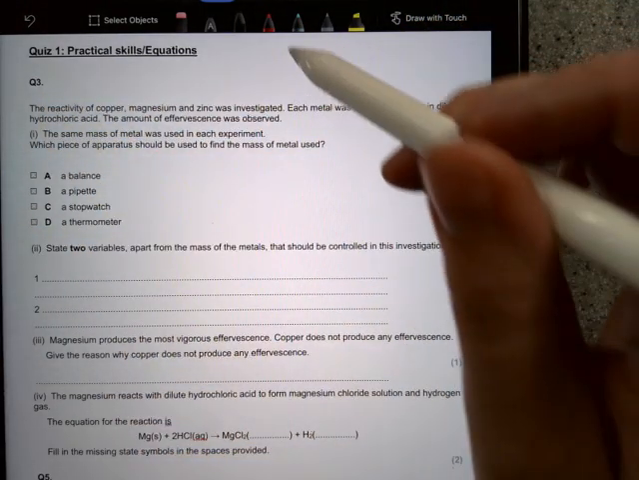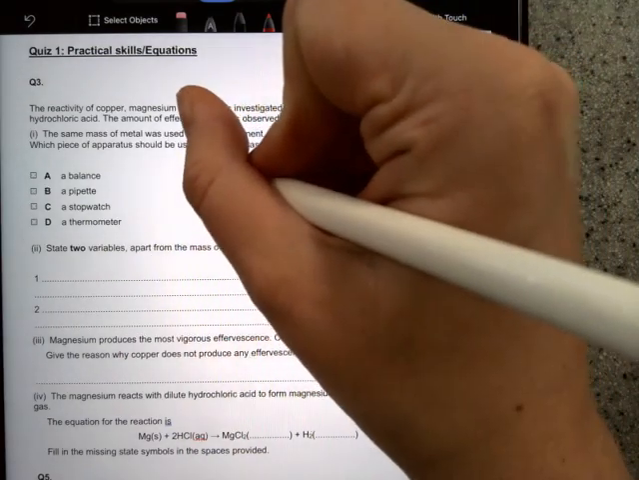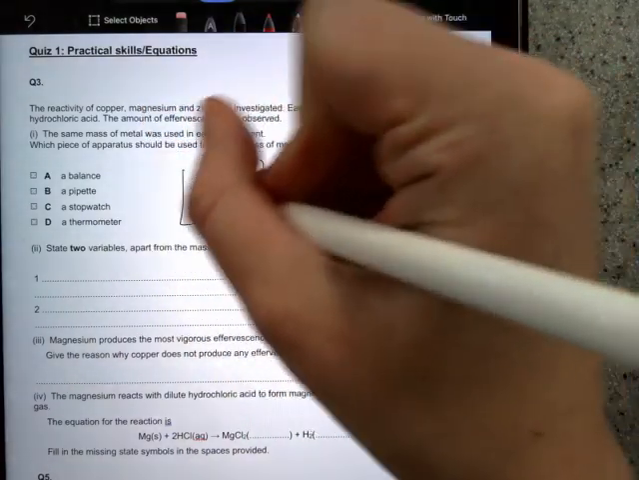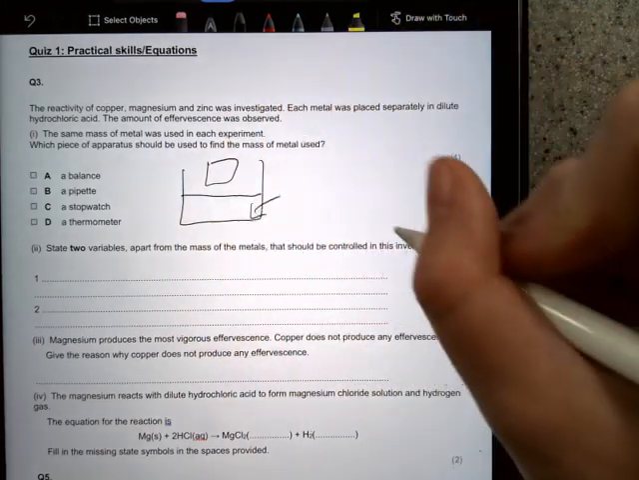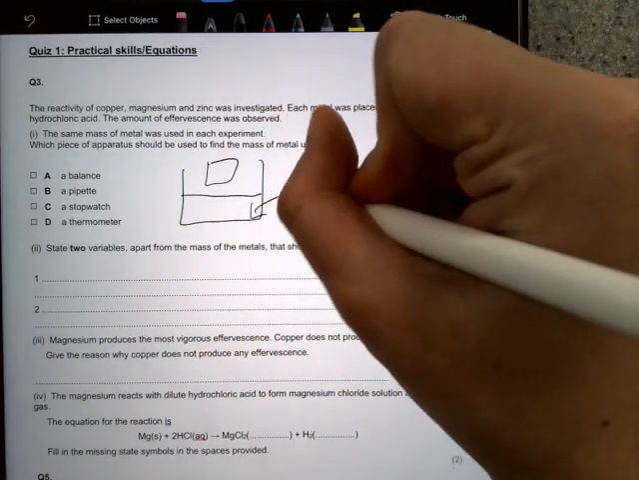State two variables apart from the mass of the metals. So in this experiment, you're told that you've got 3 different metals. You're going to chuck them into some acid. You're going to see which one is the most reactive. What do you need to keep the same to make this a fair test? You can't comment on the mass of the metal, so you're going to have to focus on the acid.